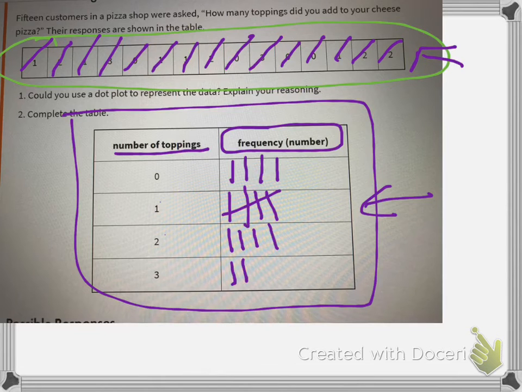Then I can go ahead and create my dot plot based on my results from my table. So I'm going to create my number line. I've got 0, 1, 2, and 3 as possible answers, so I'm going to put those labels down here.